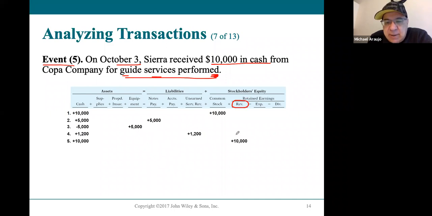Okay. So two things happened here. One is the company earned $10,000 worth of revenue. Remember, revenue is where the profit is. So it basically is an increase to retained earnings. But they were paid cash. So they also had $10,000 more in cash that were provided to them. So more cash because they have more revenue. Those two accounts were affected by this transaction.